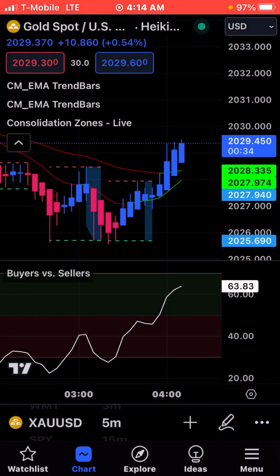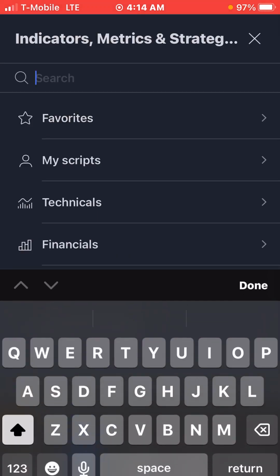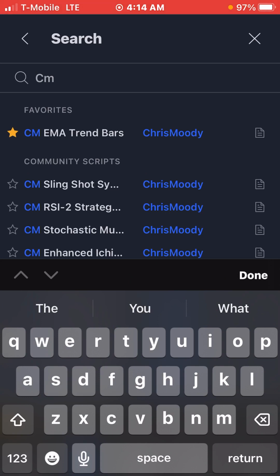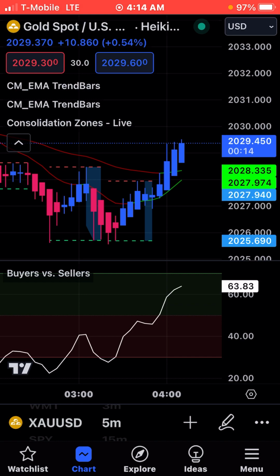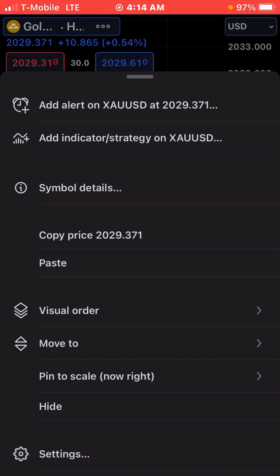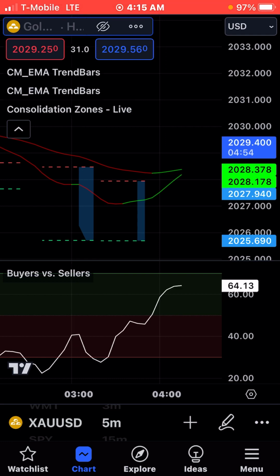Okay, so to set up this strategy, you need to put in your CM EMA trend bars. So you go here to the settings, these are free indicators. Go to CM EMA trend bars. You're going to click that twice, and you're going to input 13 and 48. What this does is you're not going to have your regular moving averages. They're going to be color coded. So when things are bullish, it's going to turn green. When things are bearish, it's going to turn red. The lines are going to change colors according to what the movement is doing.